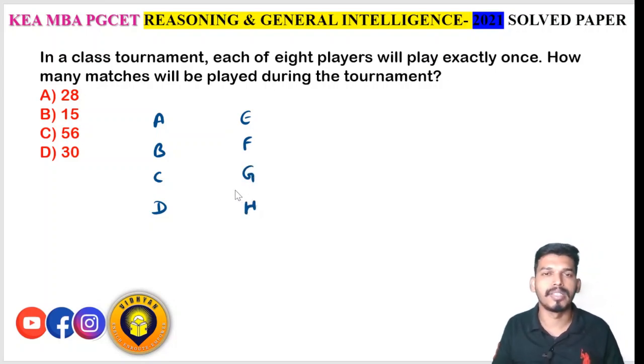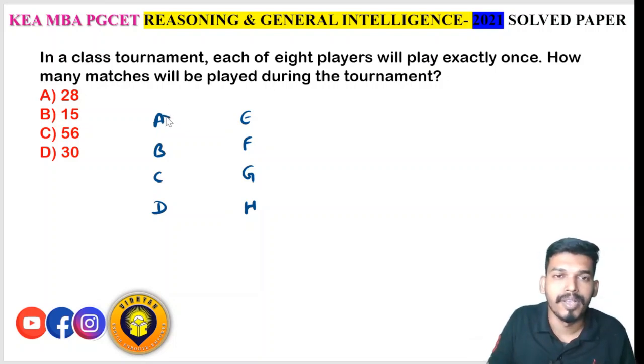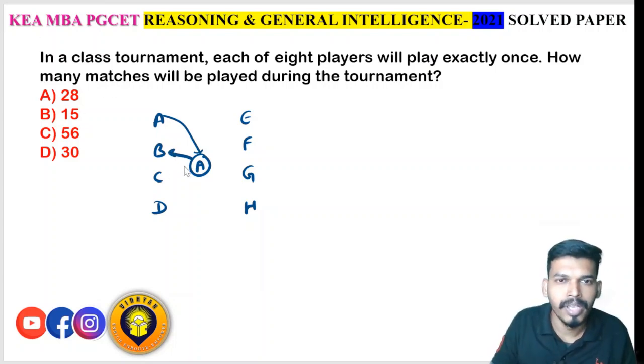These are the 8 players, let us suppose. Each of the 8 players will play exactly once. That means let's suppose now A will play with B, okay? A will play with C, A will play with D, A will play with E, F, G, H.